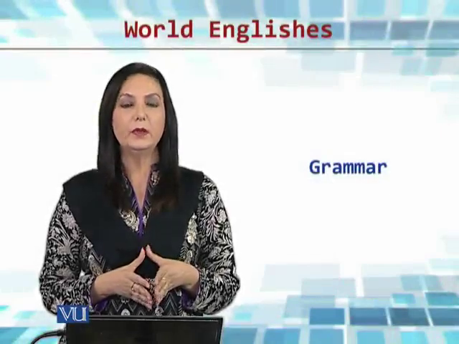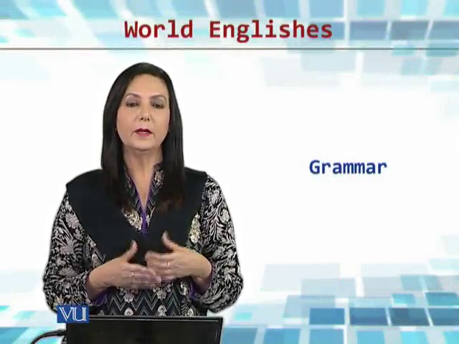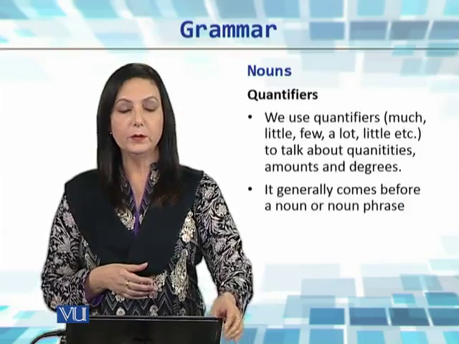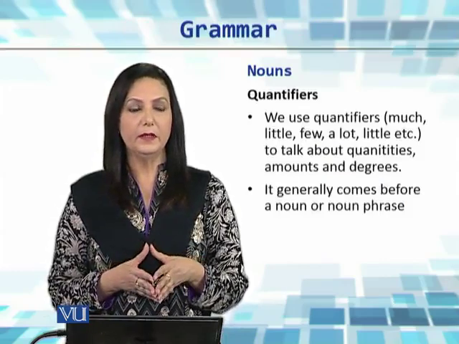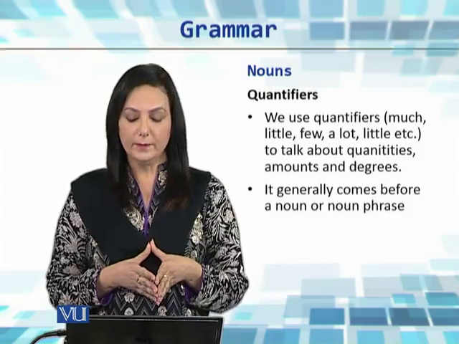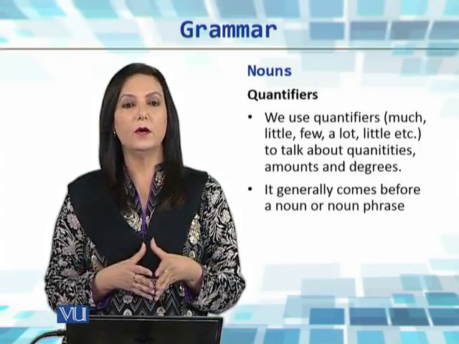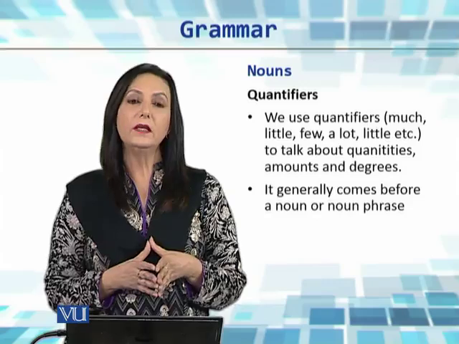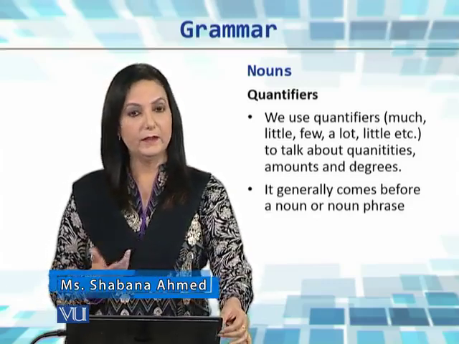In English, we use different quantifiers with nouns to indicate the number, amount, or quantity of a noun. So, quantifiers are words or phrases, for example, many, few, much, lot, little, etc., which indicate the amount, degree, or quantity of a noun. By quantity, we mean the number of a noun. Generally, a quantifier comes before a noun or a noun phrase. That is the rule we have.